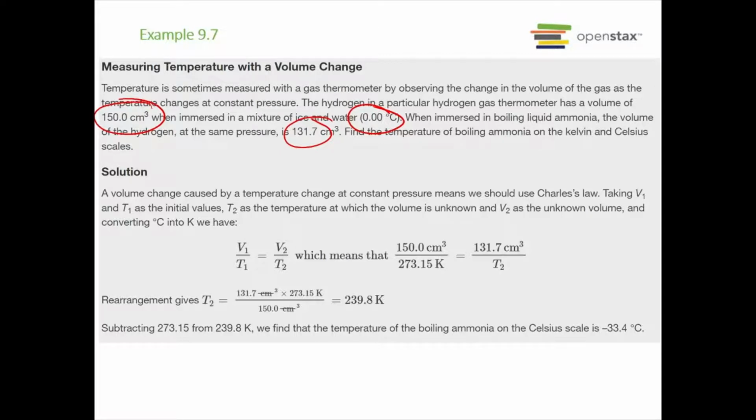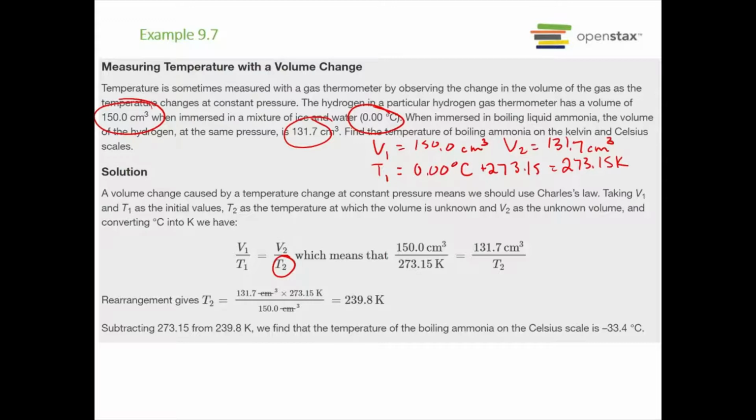So let's start by writing what we know. We have a V1 of 150.0 cubic centimeters. We have a T1 of 0 degrees Celsius plus 273. I guess we want to be a little bit more exact here since we're given more sig figs. So technically it's plus 273.15, so it's 273.15 Kelvin. And we have a V2 of 131.7 cubic centimeters. In this case, we want T2.